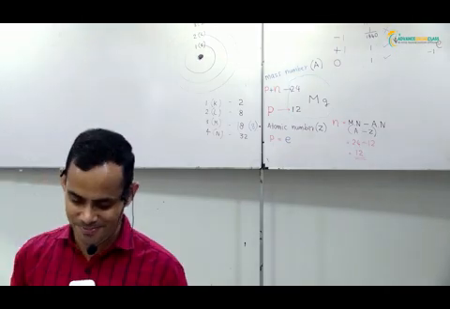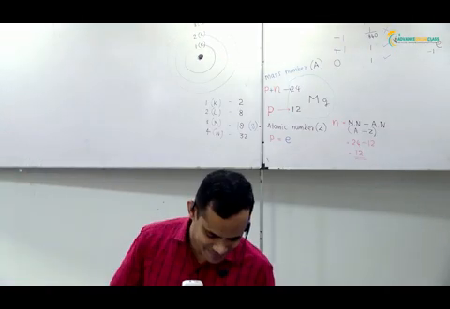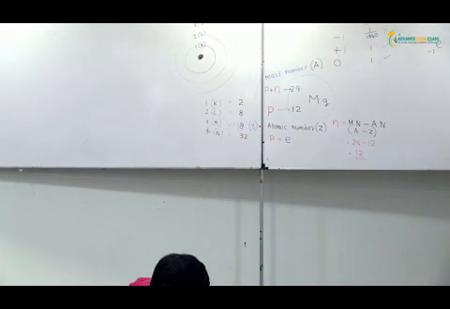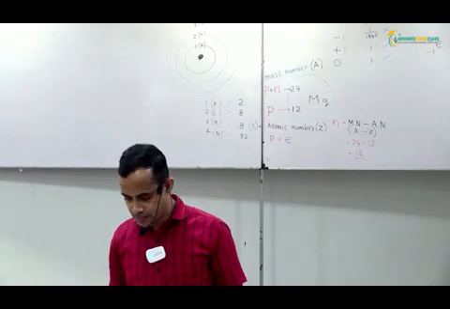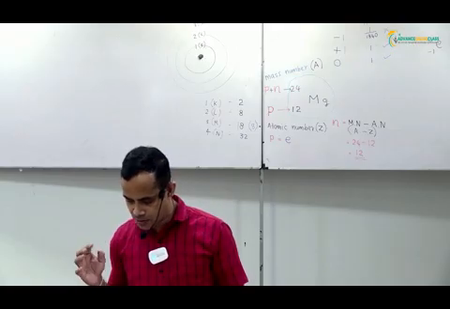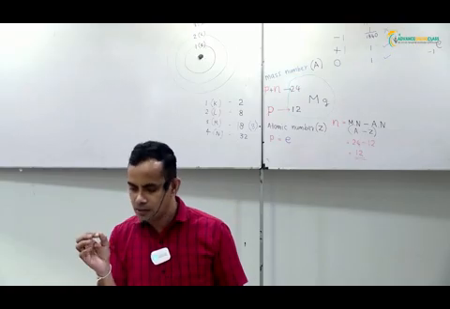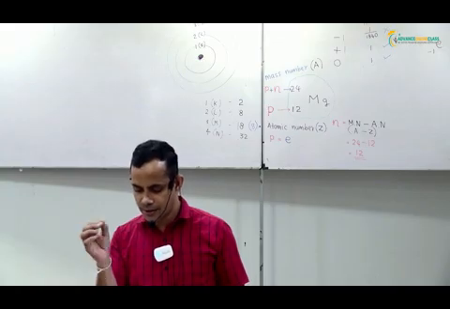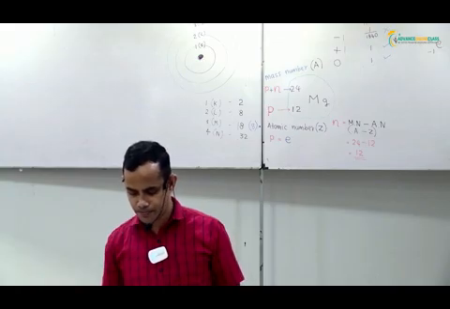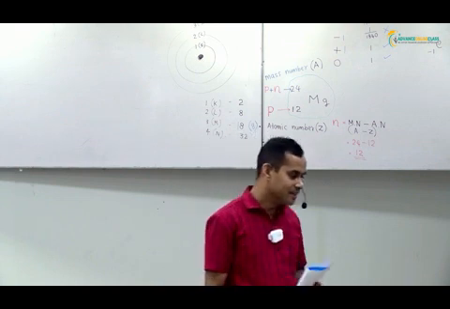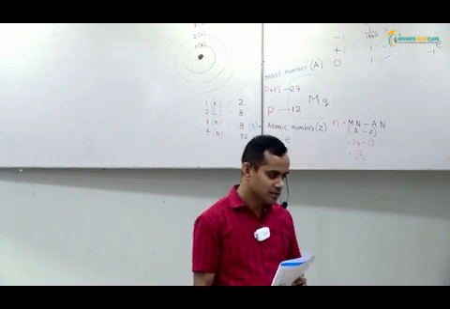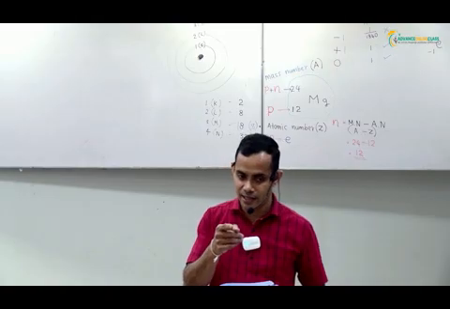Hi, then blank. Atomic number. Atomic number: blank present in the nucleus of an atom. What is it? Protons. So write there number of protons. Number of protons. Now we are writing the answer for the blank.